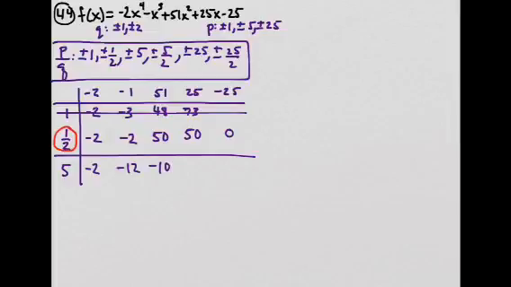And then 5 times negative 10 is negative 50. Negative 50 plus 50 here, that's another 0. So that one worked out. So that's another 0 right there. Okay? So now you have two choices.